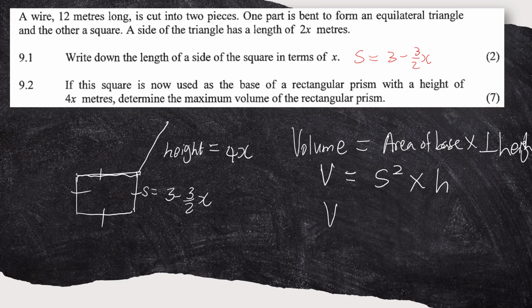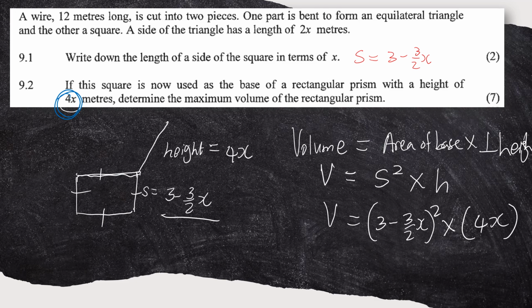So in this case, we are told the base is a square, and we know the square's area is side squared. Okay, our side in terms of x is (3 minus 3 over 2x) squared times, what is your height? We are given in the information that our height here is 4x meters. So your height is 4x. Okay, now we can go and get that expression of volume in terms of x. Okay, so we can simplify this, we can expand this.